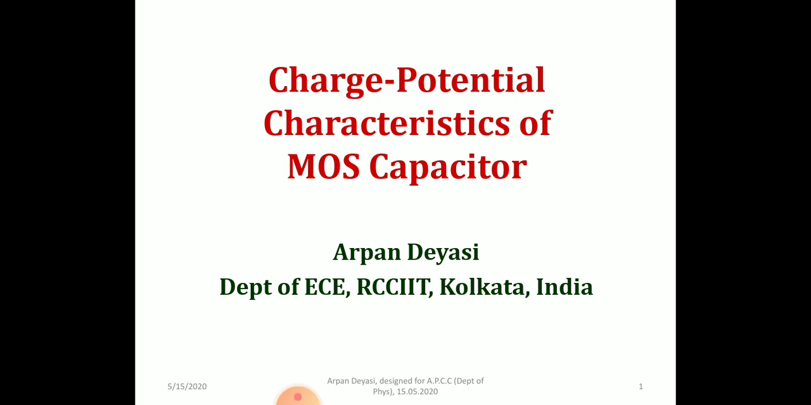You also remember that we showed the variation of the band diagram for the aluminum, silicon dioxide, silicon P system. If the metal voltage is less than 0, we consider the case as accumulation. If the metal voltage is greater than 0 but small, we call it depletion. Whereas if the metal voltage is much greater than 0, we consider it inversion.